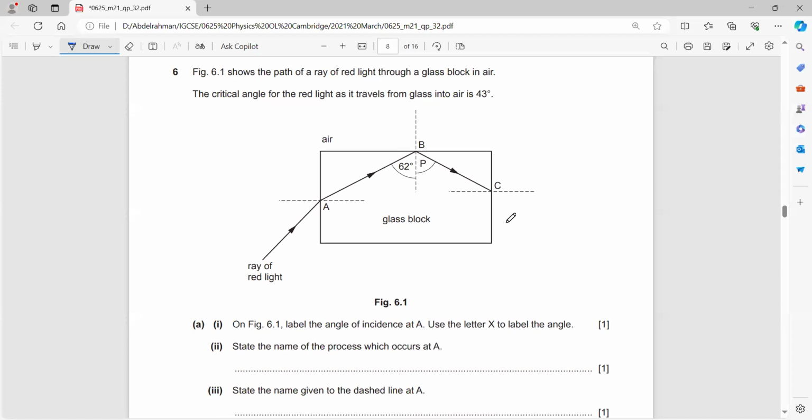This is the path of the red light, and the critical angle of the red light is 43 degrees. Label the angle of incidence at A. Where is the angle of incidence at A? It is between a normal line and the ray of light, so it's going to be on the left, outside the glass block. Okay, this is X. State the name of the process which occurs at A. Refraction.